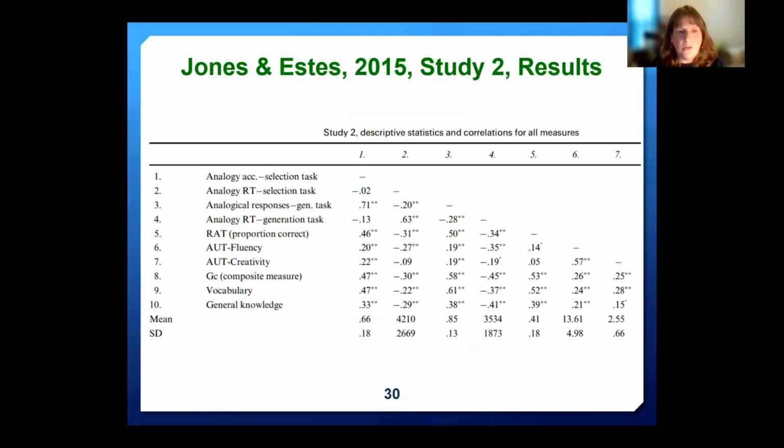Okay, so the results. First thing to note is that for the analogy selection task, all 3 measures of creativity, as well as the crystallized intelligence composite, were related to higher accuracies on the analogy selection task. Likewise, for the relationally consistent responses on the analogy generation task.